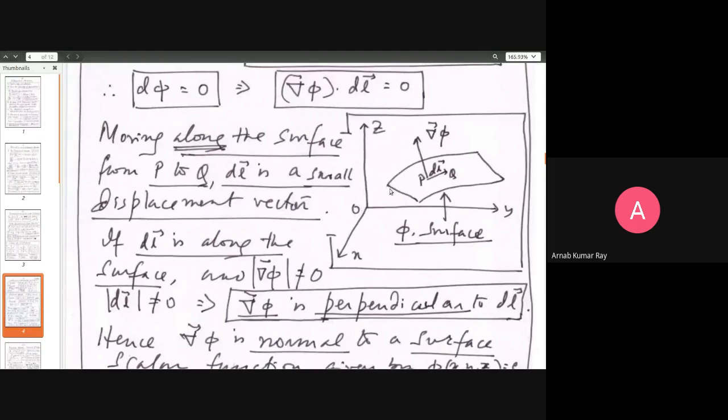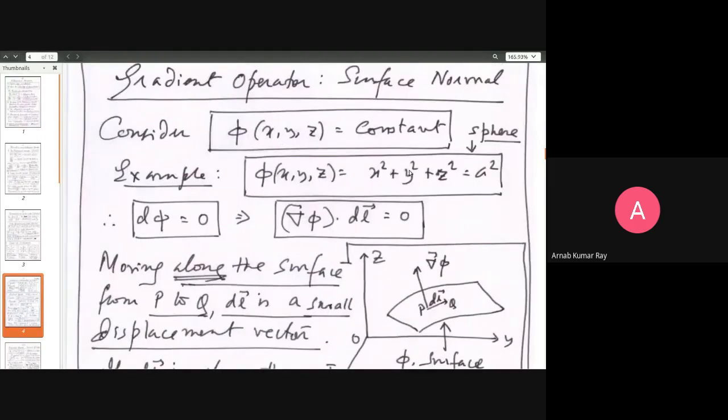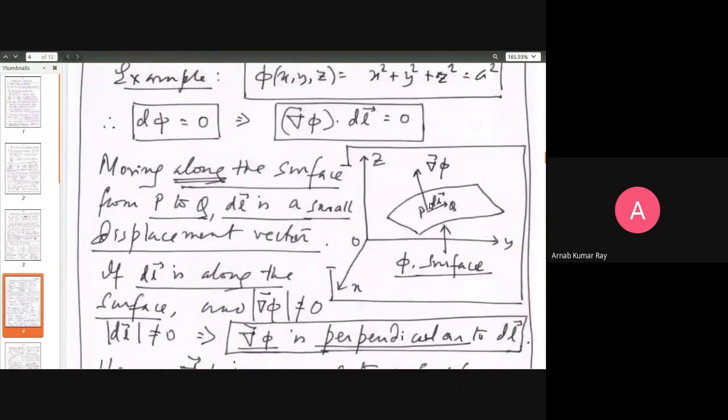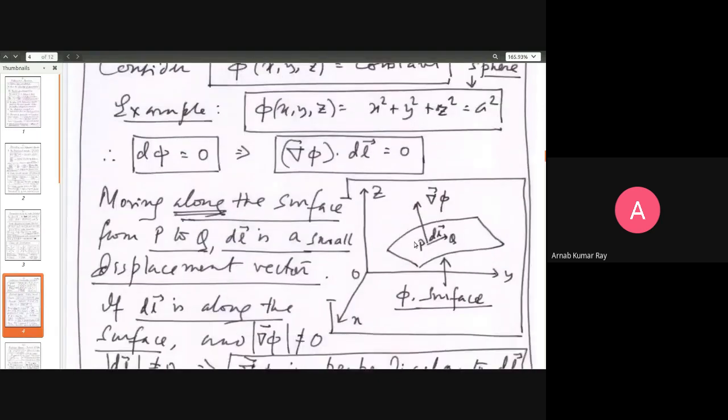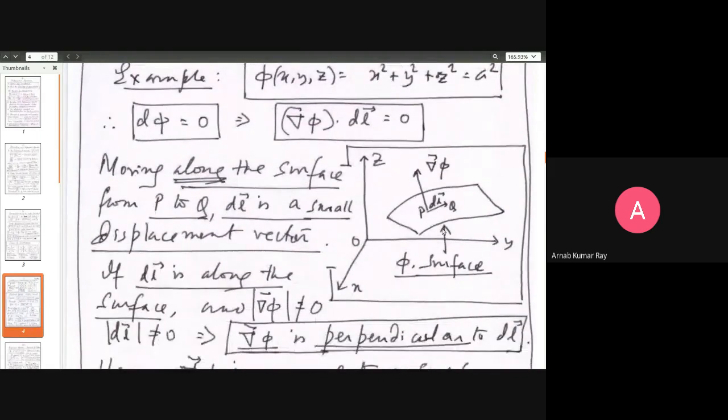This is the surface. Any surface. I've just given you a circle as a very simple example to illustrate the point, but it can be any surface. Phi(x, y, z) is equal to a constant surface. It can be a paraboloid or ellipsoid or whatever. Any kind of surface, provided that overall phi should be a constant quantity. So here's one such surface.